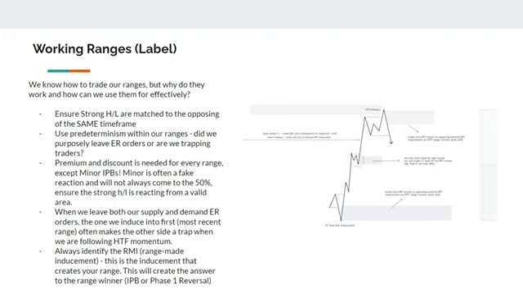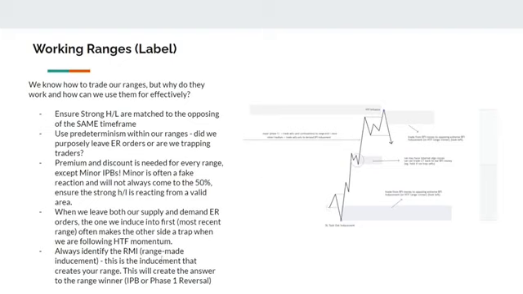Okay. When we leave both our supply and demand extreme range orders, the one we induce into first often makes the other side a trap when following high time frame momentum. So if we come down, and then we induce into this demand first, it's very common for this supply not to hold. So it's like a who taps first wins it kind of thing going on here with our ranges. But not always, okay? Not always will that happen, but it's very, very likely that that does happen. If we induce into here first, this will end up being a smart money trap where we use it to pull back and continue to the upside. But we've got to be coming from this strong impulse of high time frame momentum.